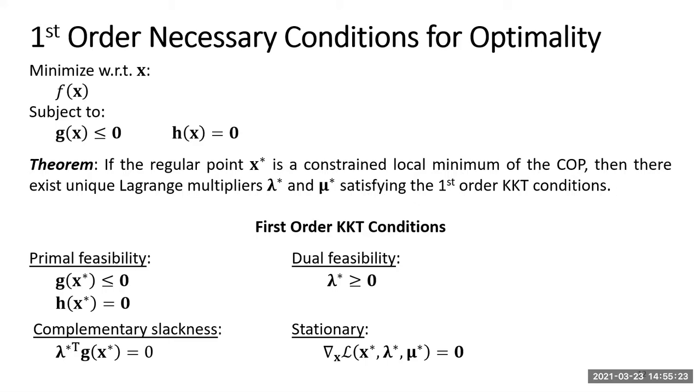So if x star is a regular point, which means that the derivatives of each of the active constraints are all linearly independent, and you'll see that graphically. Then there exist such lambda star and mu star satisfying the first order KKT conditions.